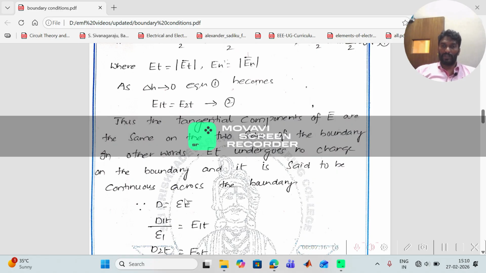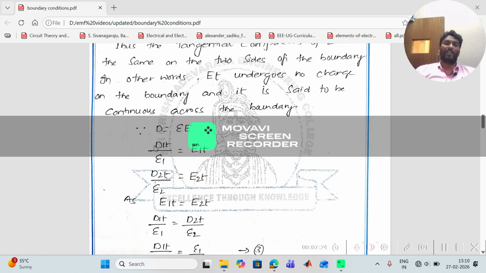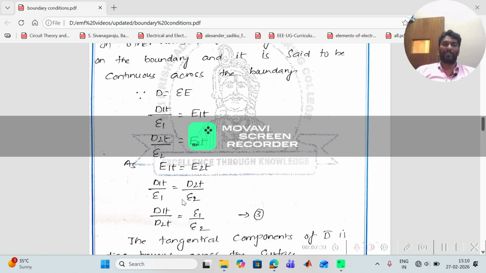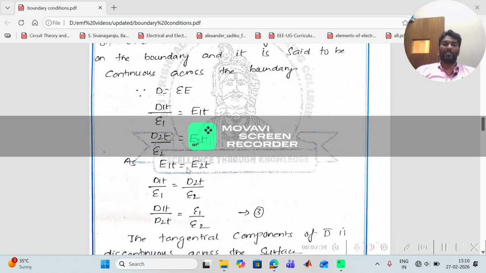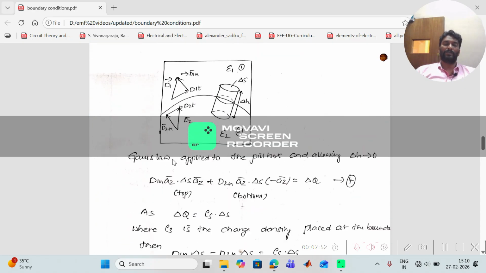and it is said to be continuous across the boundary. But now, if we see the value of electric flux density based on the relation between D and E, we know D is equal to epsilon E. So we can write D1t by epsilon 1 is equal to E1t and D2t by epsilon 2 is equal to E2t. So from the first boundary condition, E1t is equal to E2t, and we can write it as D1t by epsilon 1 is equal to D2t by epsilon 2. Therefore, we can write D1t by D2t is equal to epsilon 1 by epsilon 2, which says that the tangential components of electric flux density D bar are discontinuous across the surface.